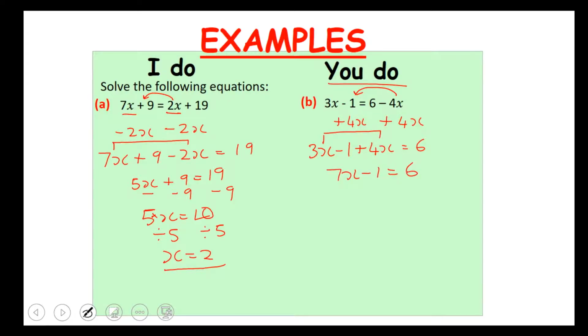So now I've got an equation, a two-step equation. So first what I'll do is I need to take this 1 to the other side. So the inverse of minus 1 is plus 1, so plus 1 to both sides. So I've got 7x equals 7. So now I need to work out the value for x. 7x means 7 times x. The inverse of times is divide. So divide both sides by 7. Now I have x equals 1. And that is my answer. And to double check, I can substitute it back into the equation.